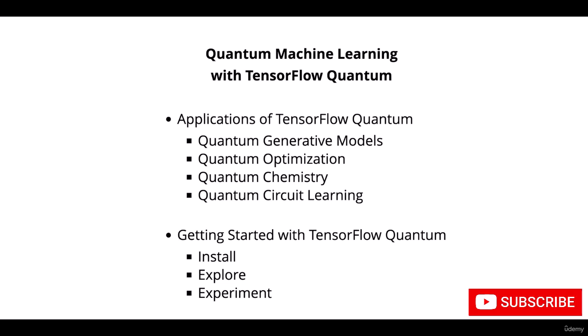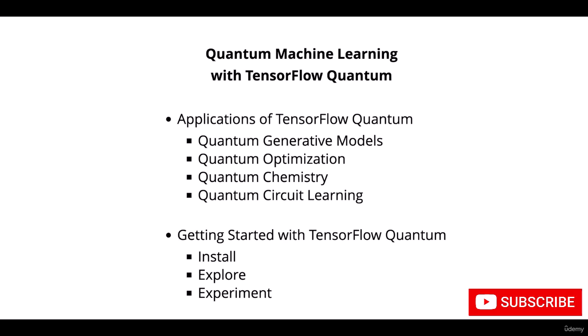The applications of TensorFlow Quantum are quantum generative models. These generate quantum data samples and distributions using variational quantum circuits. The next one is quantum optimization. It solves optimization problems using quantum algorithms and variational quantum eigensolvers. The next one is quantum chemistry. Simulate molecules: it helps you simulate molecular structures and properties using quantum machine learning techniques. The last one is quantum circuit learning, which trains quantum circuits to perform classifications, regressions, and other machine learning tasks.